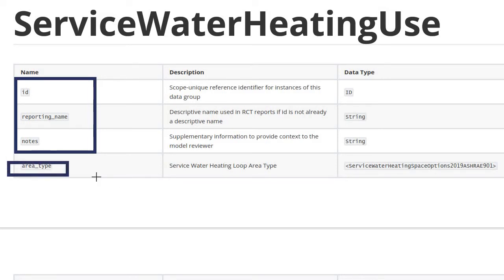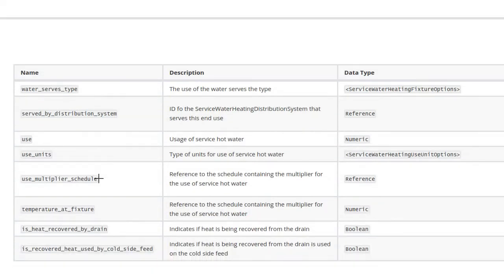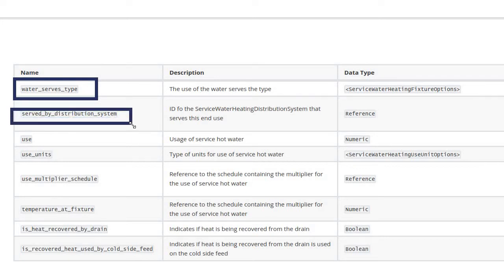The area type is basically a 90.1 enumeration, which shows the type of facility, used to look up the type of baseline surface water heating equipment to be used in the baseline. Water serves type is basically an enumeration identifying the type of fixture. And we'll go through these enumerations in a little more detail in a minute. Served by distribution system is just a reference to the surface water heating distribution system that we talked about last time. And this is what actually puts a demand for hot water on that system.